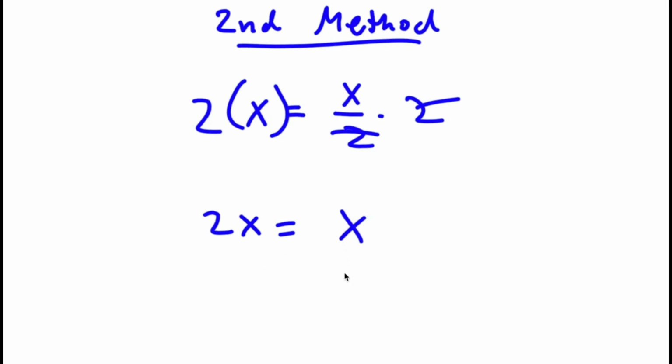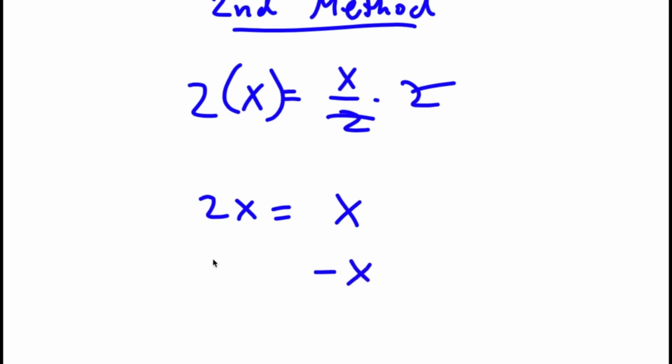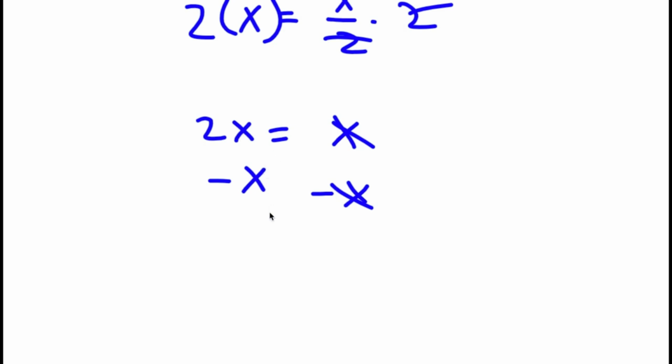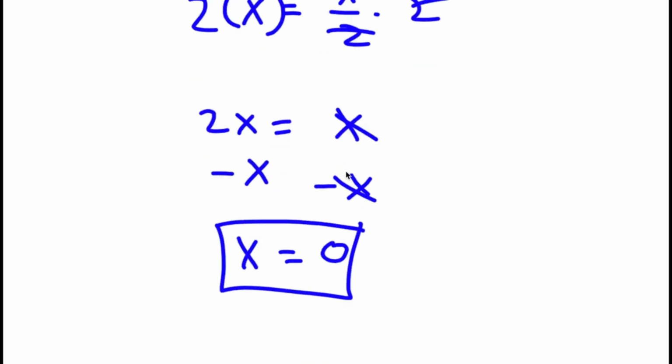Now, I'm going to subtract x on both sides. These two cancel out, and I'll be left with 2x minus x, which is x, is equal to, on my right-hand side, I'll have 0. So x equals 0 again.